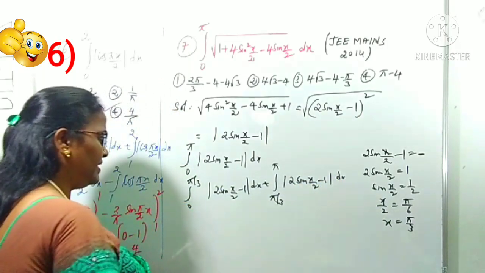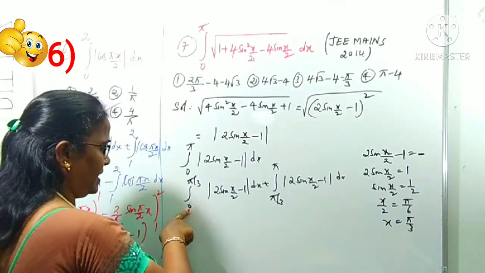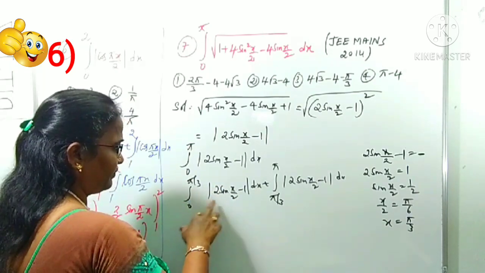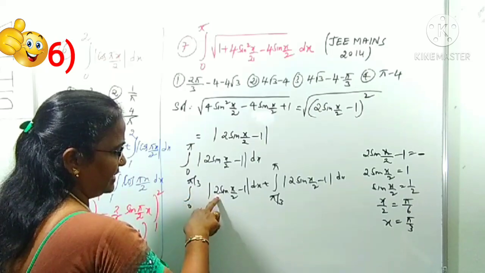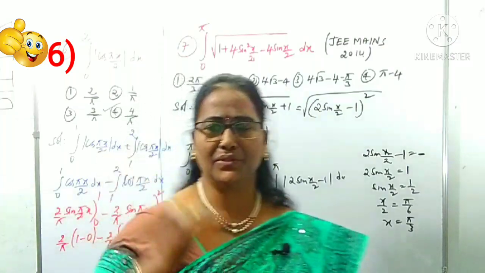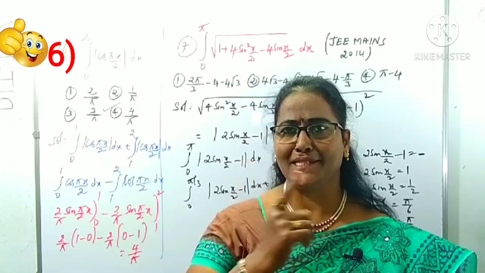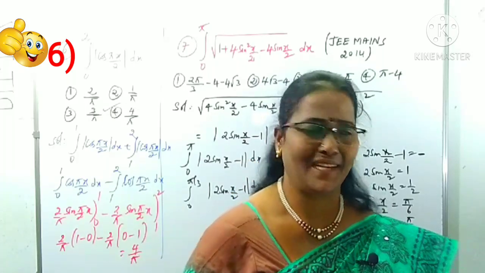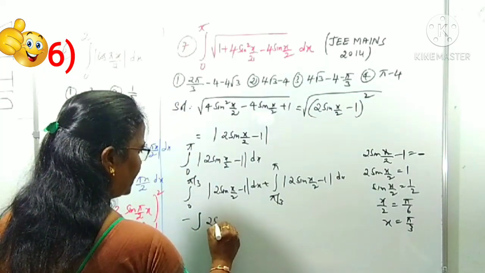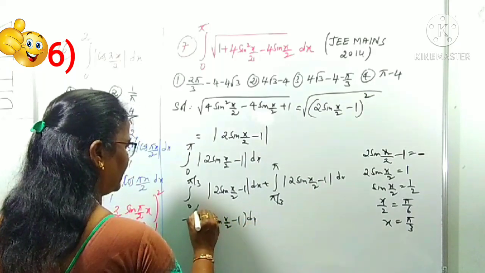Now we can concentrate on which is positive and which is negative. As usual, if you use x equal to 0, sin 0 is 0, so it is from minus 1 to pi by 3, where this becomes 0. Minus 1 to 0 means what? Less than 0. In case of less than 0, the sign is negative, which means we can take it as a minus value here: minus of (2 sin x/2 minus 1) dx from 0 to pi by 3.